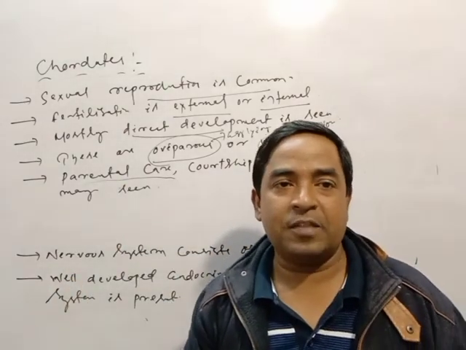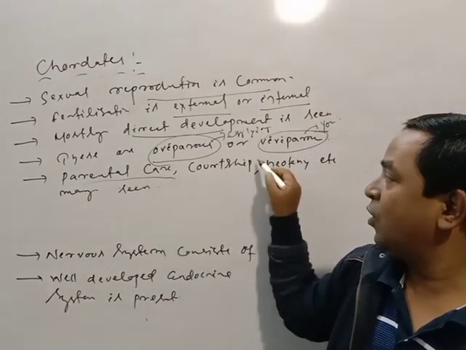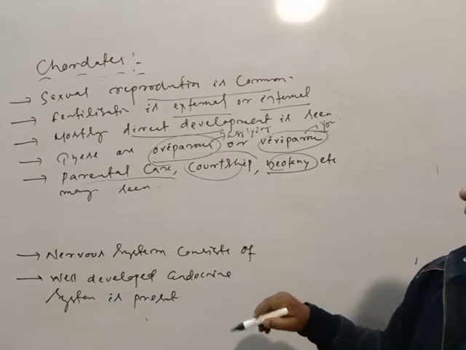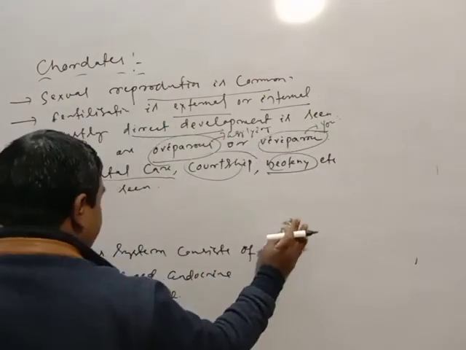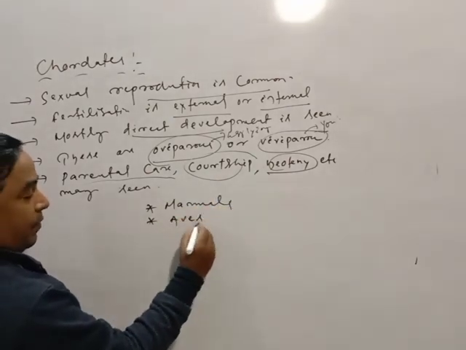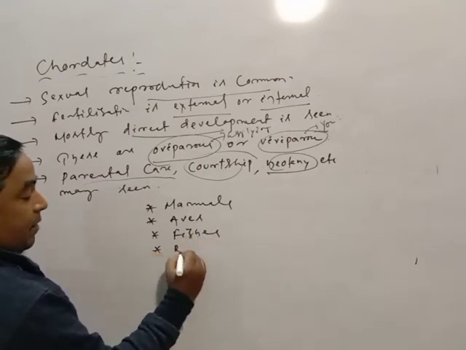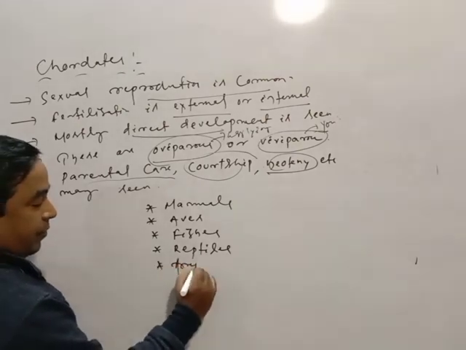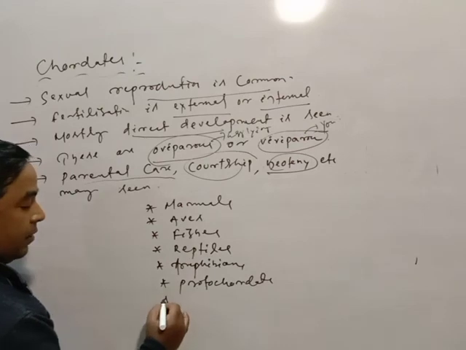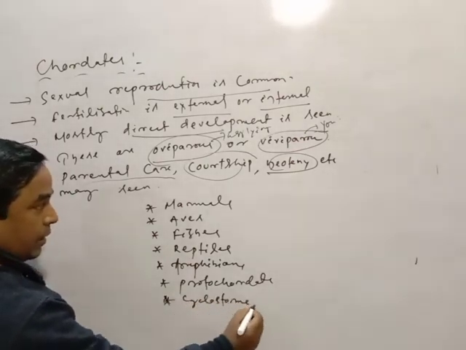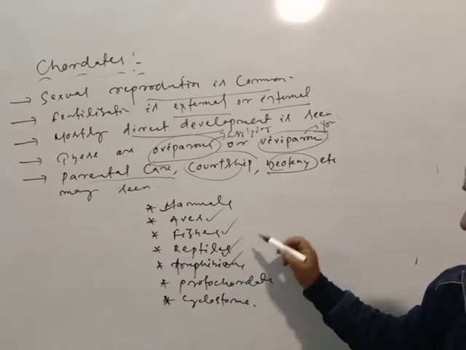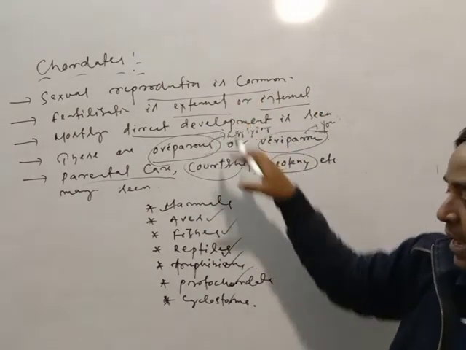Parental care, the strong emotional attachment of parents with their children, that is parental care. Courtship, male and female, means dedication or loyalty towards their partner. Neoteny, retention of larval stages throughout life. These are the characteristic features of chordates. Common members are mammals, aves means birds, fishes, reptiles, amphibians, protochordates, and cyclostomes. So these are the characteristic features of chordates, and they are the members.